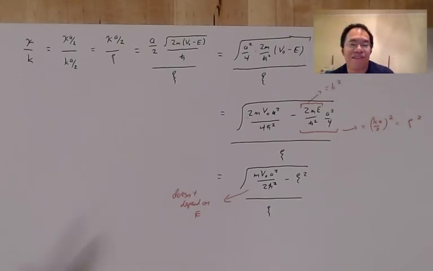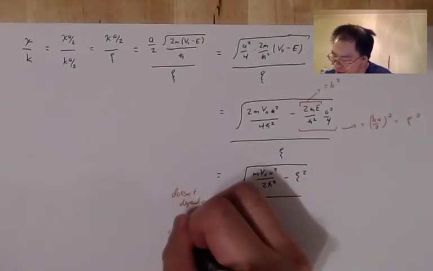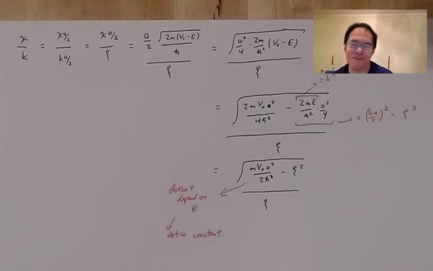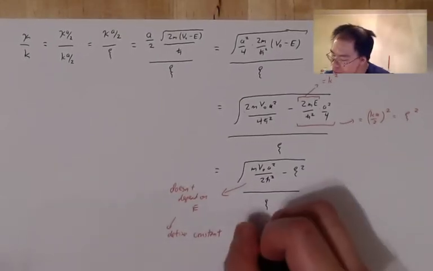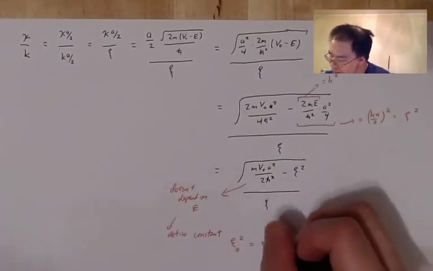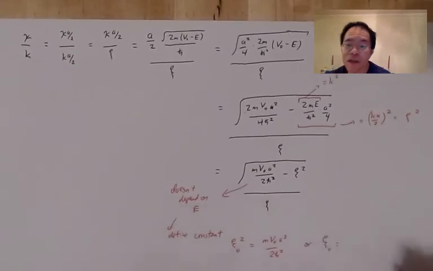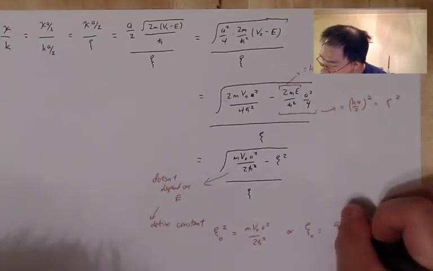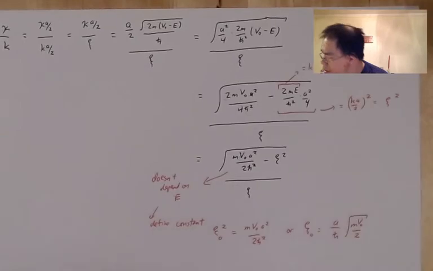So let's actually just define this as a constant. For symmetry, I'll choose to write this as something squared. Following Townsend's notation, I'll call this xi naught squared equals m V naught a squared over 2 h bar squared, or xi naught equals the square root. This ends up being a over h bar times the square root of m V naught over 2.